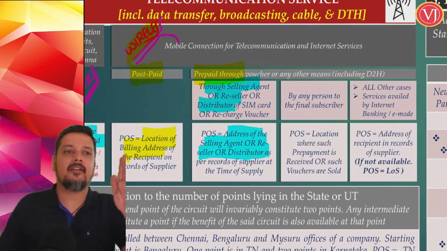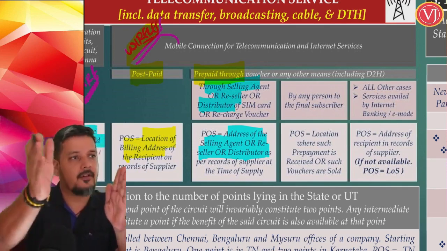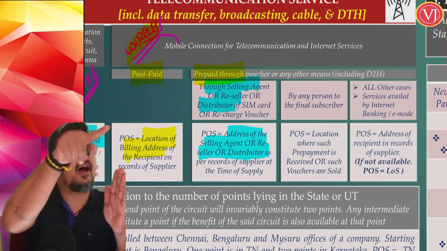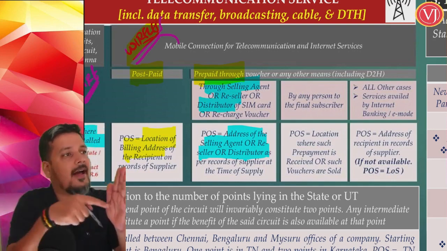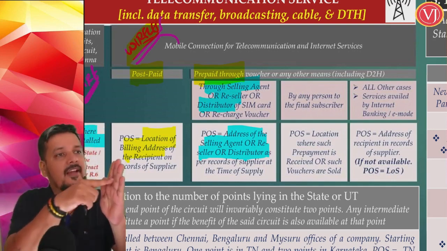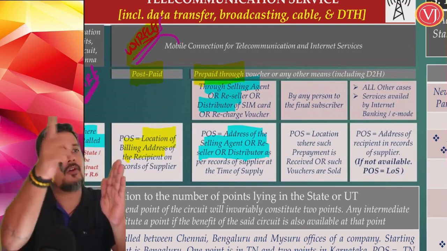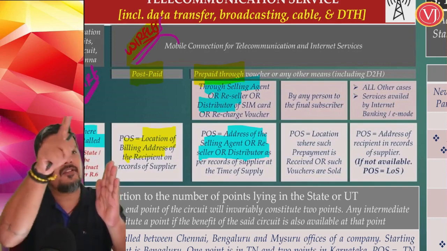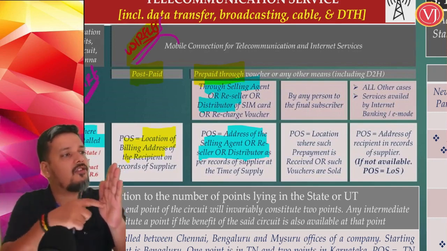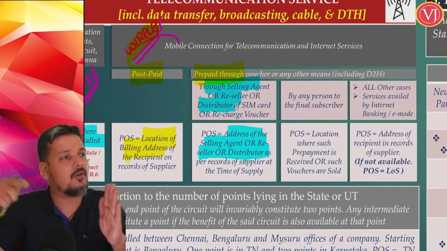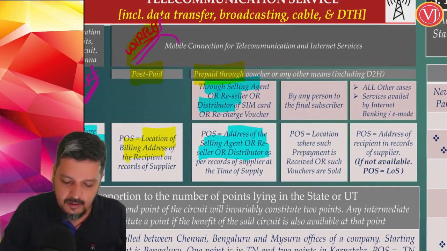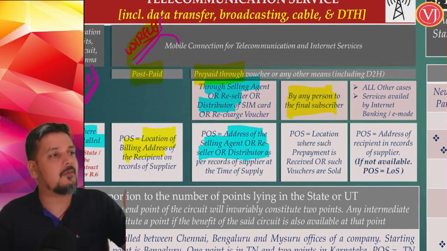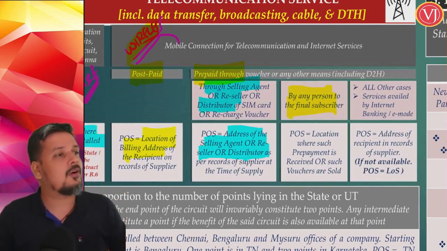Now, please understand: Jio to distributor, address of the distributor. You might get telecommunication services either via a distributor or directly via Jio. So the first case is Jio to distributor, address of the distributor. The second case is distributor to consumer, or Jio to consumer directly. So here you are talking about supply by any person, Jio to consumer or distributor to consumer.